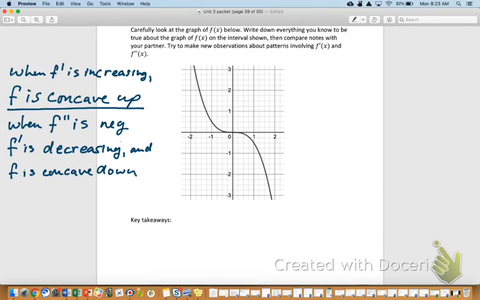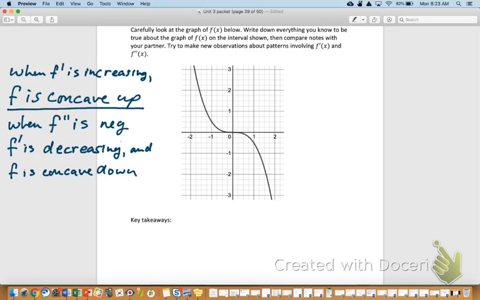Go ahead. Could we also just flip that and say when f double prime is positive, f prime is increasing, and f is concave up? Perfect. Yep, that's exactly right. That's exactly right. Honestly, I wish we could do like a 2-3 hour class, because we could probably get all of this perfect right here, right now. Because we only meet for 50 minutes, we don't have that luxury. We'll keep at it for sure.